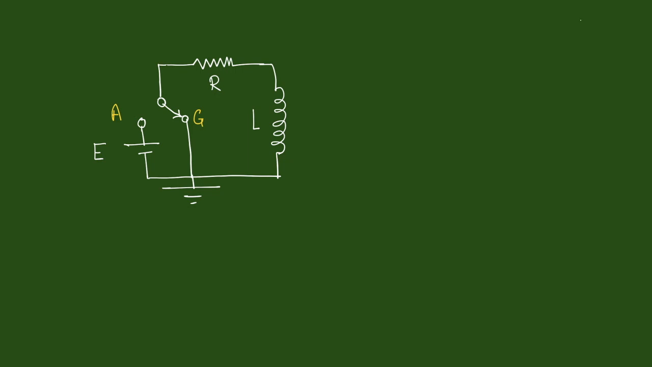Inductive reactance is given as XL is equal to 2 pi FL, where F is the frequency of the current flowing through the inductor or the frequency at which EMF of the voltage source is changing. As we are using a DC voltage source, the EMF connected across the LR circuit is going to be constant. That means the frequency F is going to be 0, and hence inductive reactance in this circuit is going to be 0.